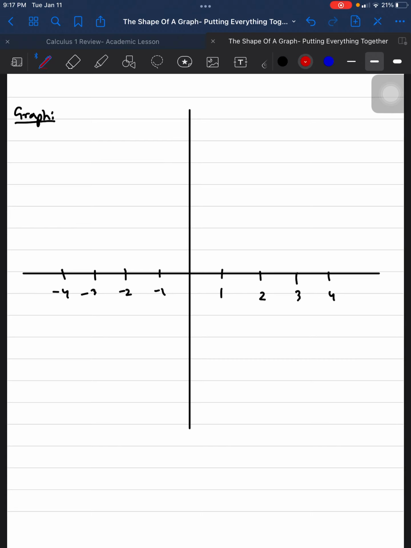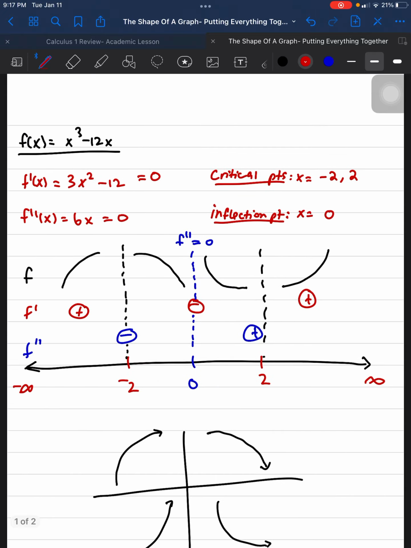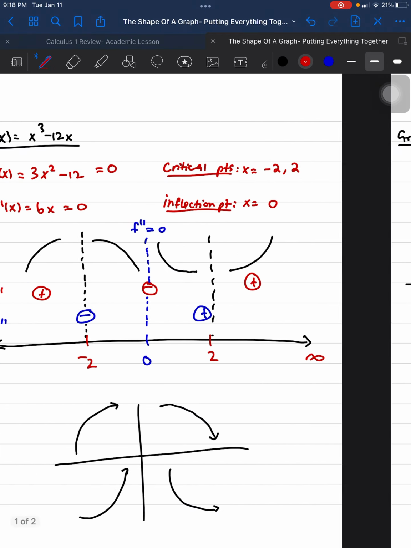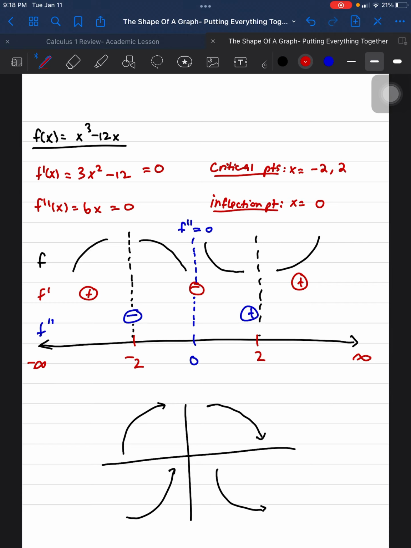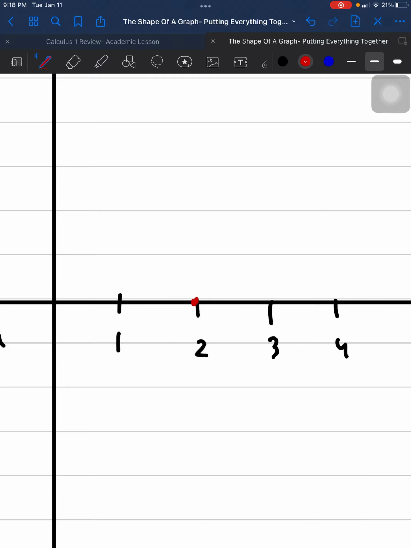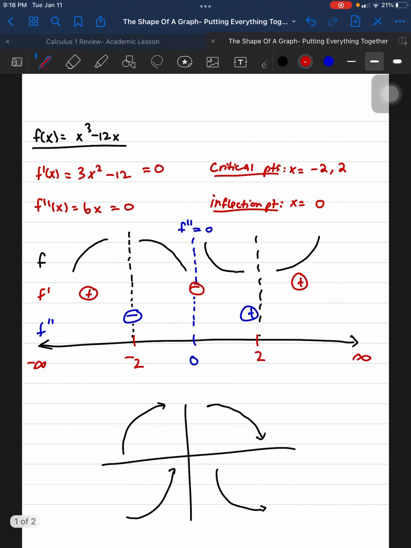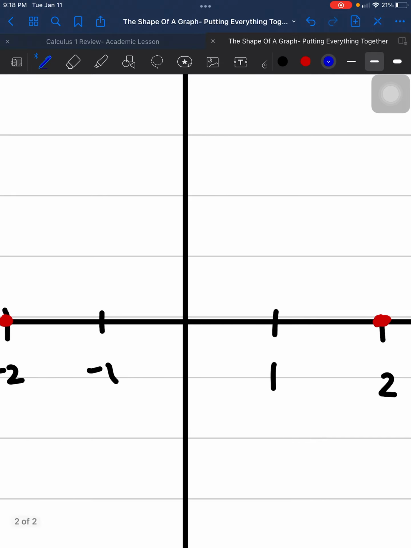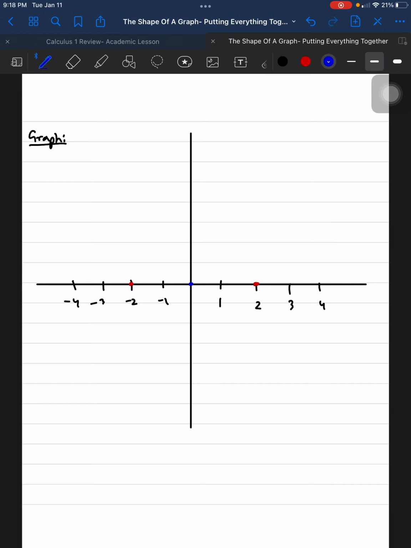So first things first, after we do all of this work, when we get to the graph, the first thing we're going to do is make this plane, and we're going to mark down where the critical points are and where the inflection point is. I'm going to make the critical points red and the inflection point blue. So we know there was a critical point at 2 and a critical point at -2. And then we know there was an inflection point at 0. So 0 is where the concavity will be changing for this graph.